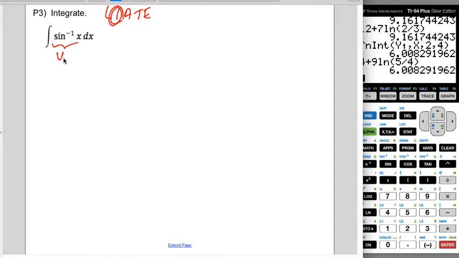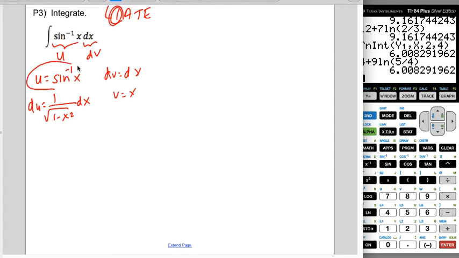So my u is the inverse sine, and my dv is just dx. So u is going to be sine inverse, dv is just dx. So du is going to be 1 over the square root of 1 minus x squared dx. And my v is just x. So it's going to be these two multiplied together: uv, which will be x times the inverse sine of x, minus the integral of these two multiplied together.